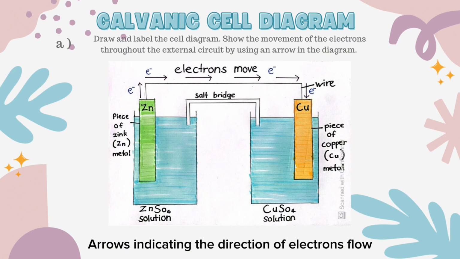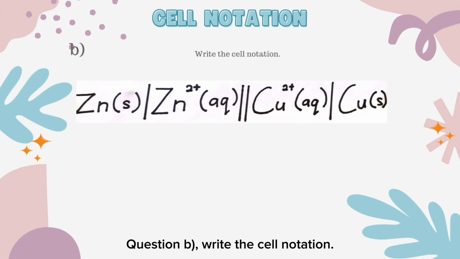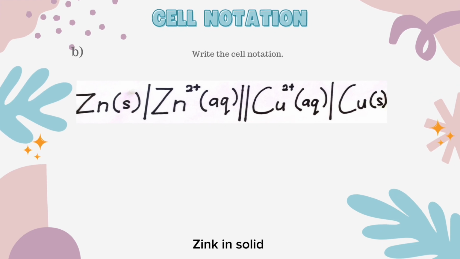Arrows indicating the direction of electron flow in the external circuit are often included. Electrons flow from the anode to the cathode. Question B. Write the cell notation. Zn(s) | Zn²⁺(aq) || Cu²⁺(aq) | Cu(s). Question C.